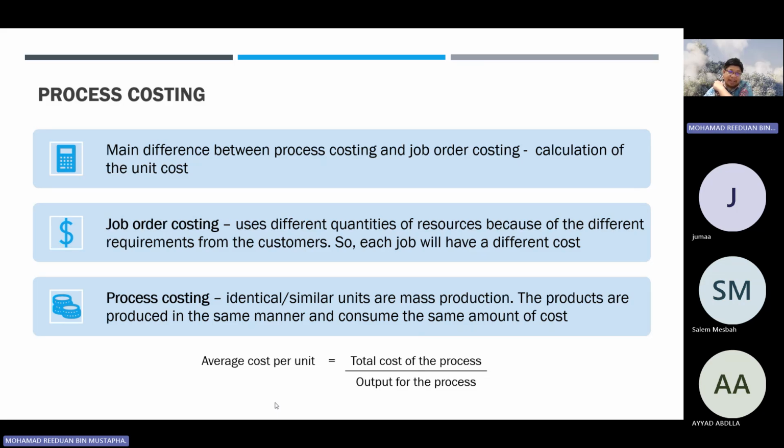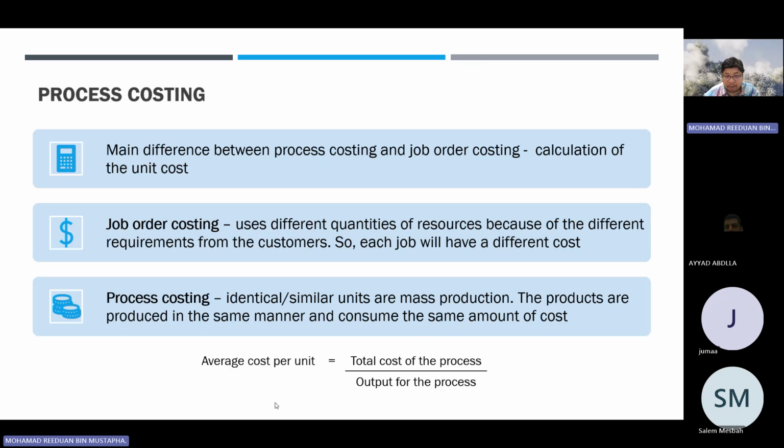But that is how each country will play on the geopolitical situations, whether you can market your product outside or not. The product is produced in the same manner, consumed at the same amount of cost. So in order to calculate the process costing, you base it on the average cost per unit. Normally, the total cost of the process divided by the output of the process. How much output you want to produce, then you get the average cost per unit. So this is how it is calculated.